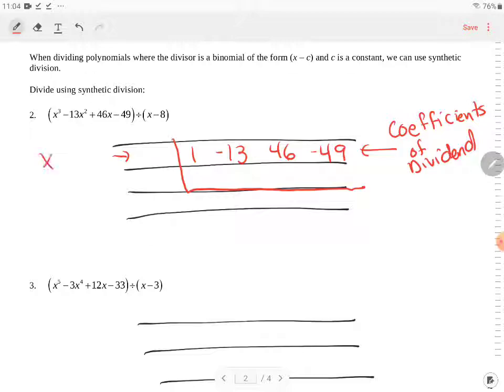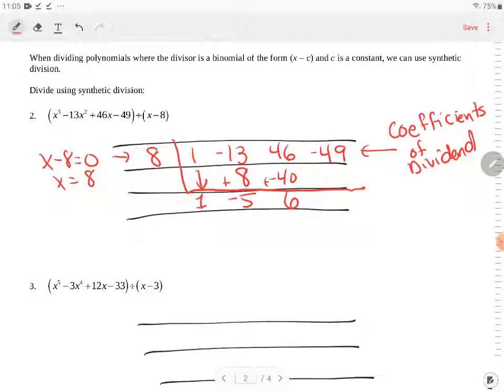Okay, to get the number there, x minus 8 equals 0, x equals 8. And for this form, to use synthetic division, we're just going to multiply and add. So I'm going to bring the 1 down. And then I say 8 times 1 is 8, and it goes underneath the next term. Then we'll add down. Negative 13 plus 8 is negative 5. Let's multiply. 8 times negative 5 is negative 40. Notice it goes under the next term. 46 plus negative 40 is 6. 8 times 6 is 48. Add down, you get negative 1.